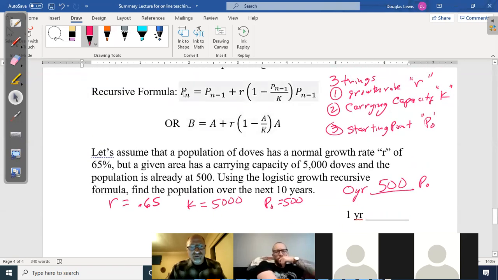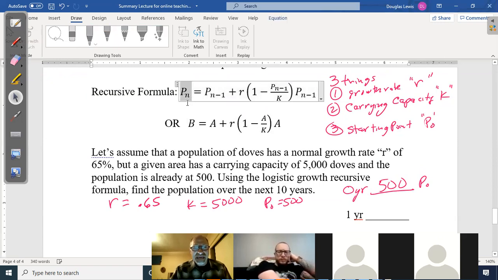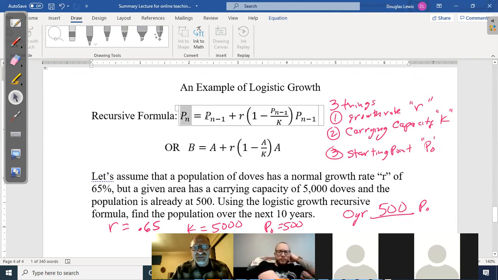So notice we've got all this subscripting. P sub n in any given year is equal to the population of the year before plus your growth rate times 1 minus the population of the year before over the carrying capacity, times the population of the year before. Notice that P sub n minus 1 shows up there, there, and there. So that's why I rewrite it: instead of P sub n minus 1, I call it A, and A.